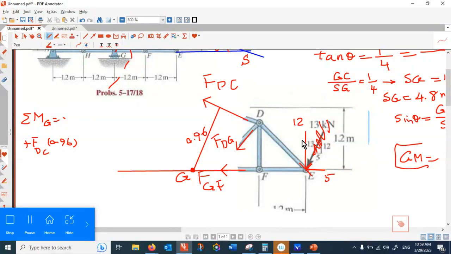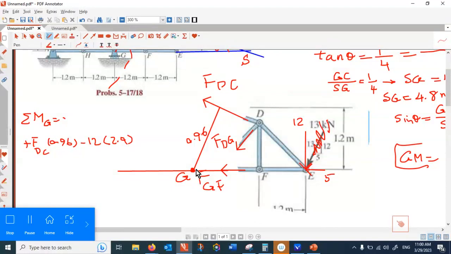And then there are two more forces. 12 with respect to the G. What is the distance? That is 1.2, 1.2, that is 2.4, and that makes negative rotation. Minus 12, the arm of rotation is 2.4. And also 5 doesn't make any rotation. Why? Because 5 is passing through point G.